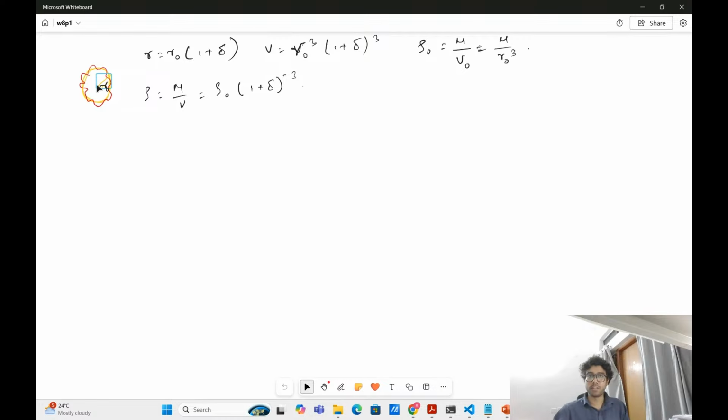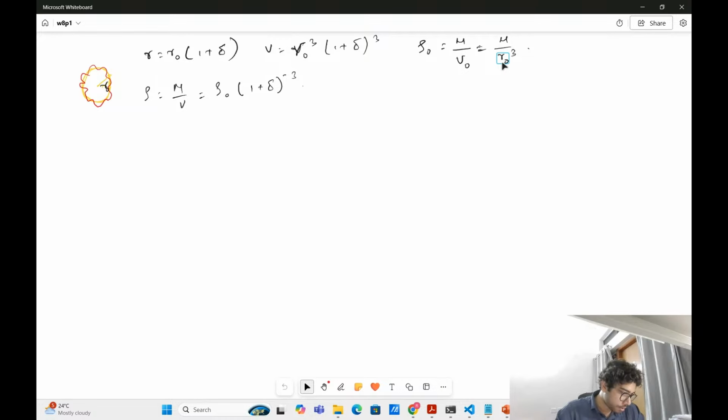Well, it is 4/3 π r₀³, but we are just seeing the variation. Anyway, you can add 4/3 π over here as well, and here as well.